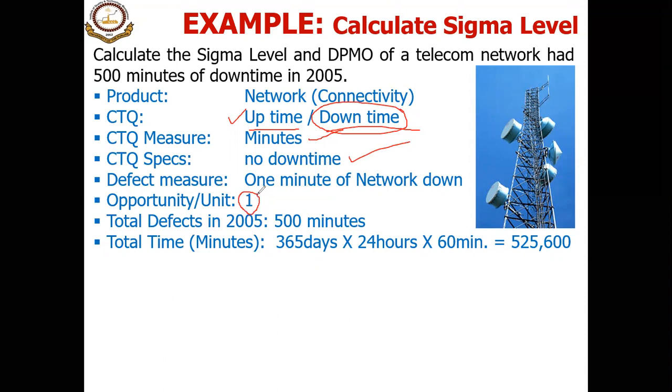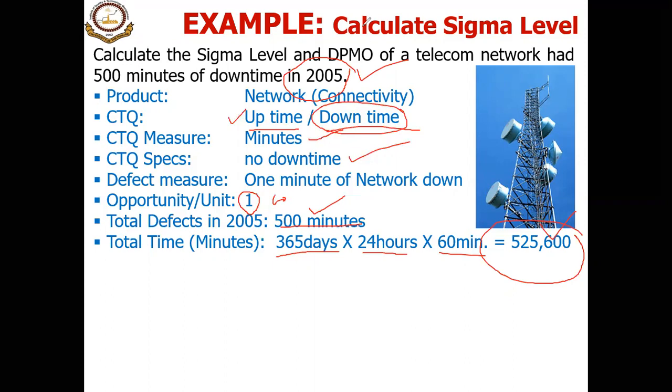If you are considering seconds, that means if you are measuring in minutes, then your opportunity would be 60 seconds, meaning the number of opportunities per unit. But right now what we are saying is if our network is down for 1 minute, then we will consider it as a downtime, or you can say a defect in a process or a product. And then the total number of defects is 500, because we want to calculate for this entire year. We know how many days in a year, how many hours a day and how many minutes per hour. So we calculated the total minutes in a year, and then out of those minutes, how many defects we found.